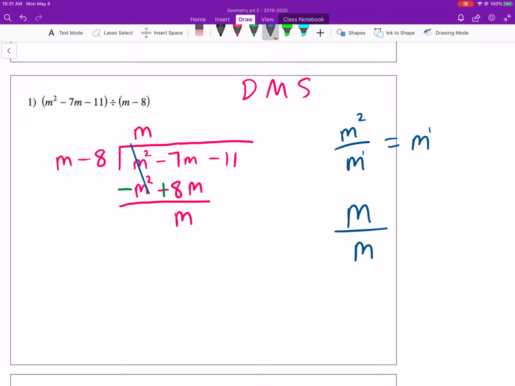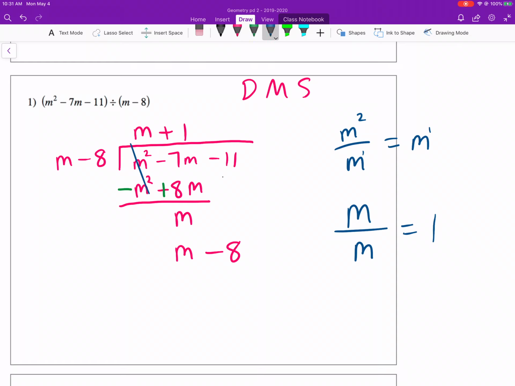But once you do that, m divided by m, that's just 1. So that was the division, DMS, right? Divide. That's your division. After you divide, remember you put that value up top. So m divided by m is 1. So now it's plus 1. Now multiply. So this 1 times it here, times it there. You distribute it, multiply it by everything. So now it's 1 times m, which is m. 1 times negative 8, which is negative 8.